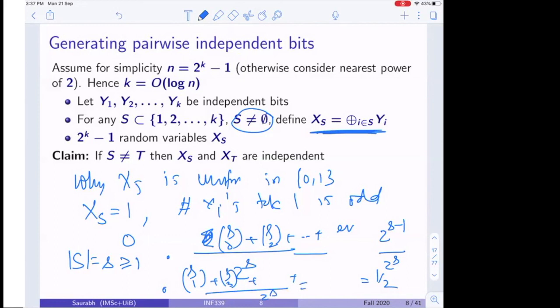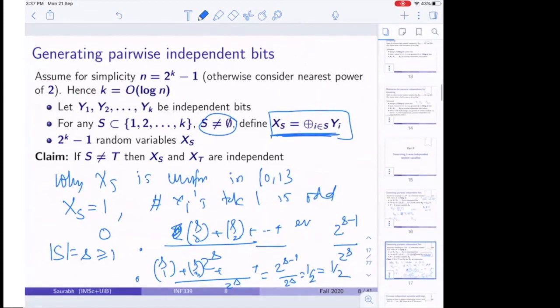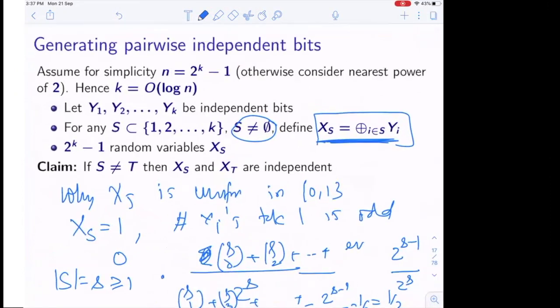Again, the summation of odd coefficients is 2 to the power S minus 1, divided by 2 to the power S. So this is half. So clearly, all these random variables are uniform between 0 and 1, right? Now, why are Xs and Xt independent? Well, let's see if I have an extra page, and that will end our lecture there, hopefully.